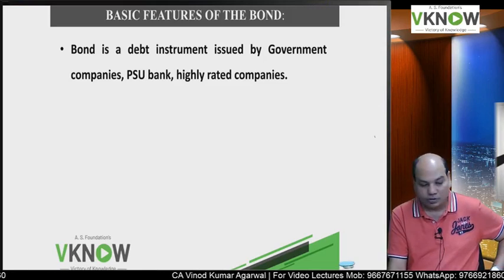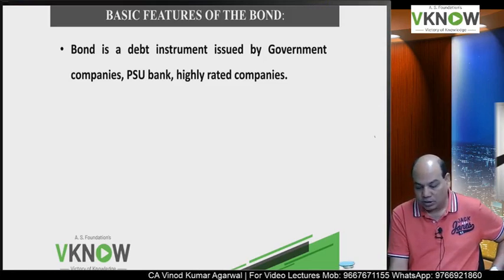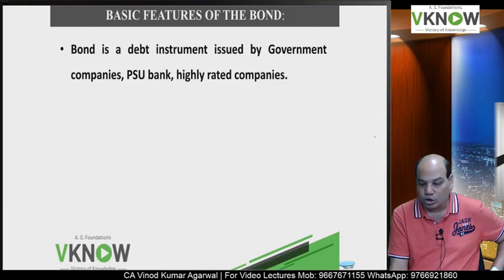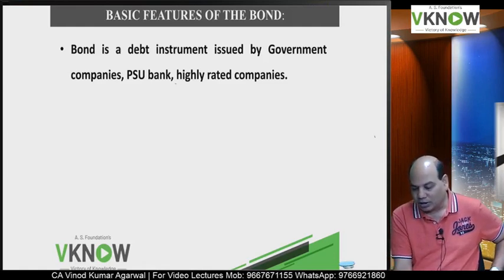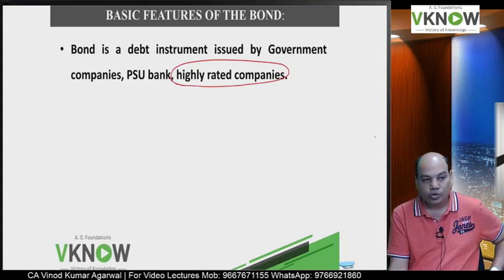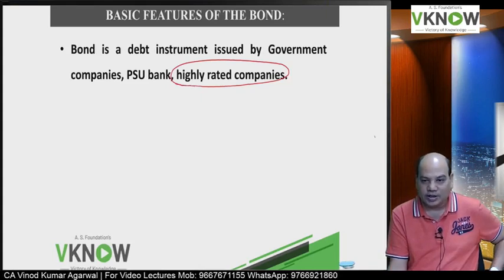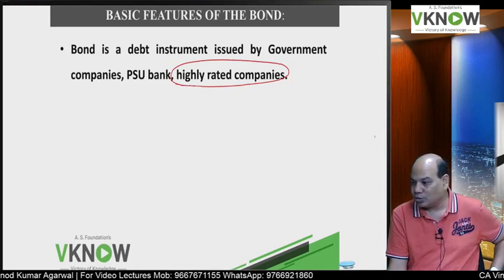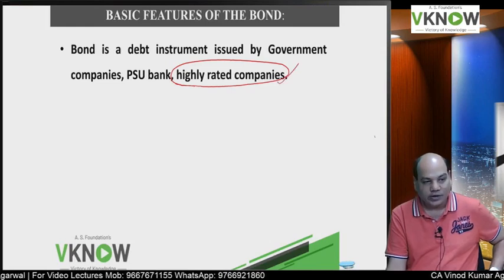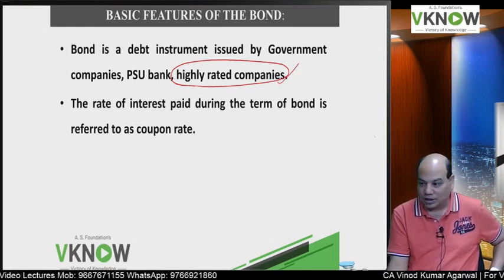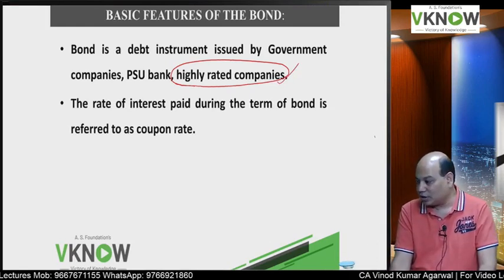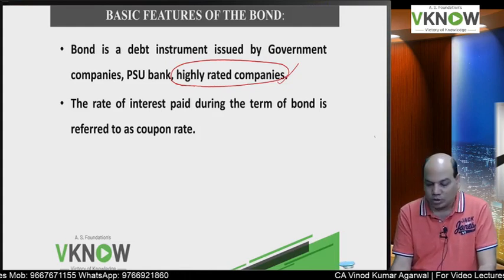So the basic features of the bond, paragraph 2 in your book: first, it is a debt instrument issued by government, companies, public sector undertakings, banks, and highly rated companies. Highly rated companies means those which have a good credit rating in the market. That means they are not likely to default. For example, Tata Motors has issued bonds, Reliance has issued bonds, because they are highly rated companies, and of course the Government of India keeps on issuing bonds.